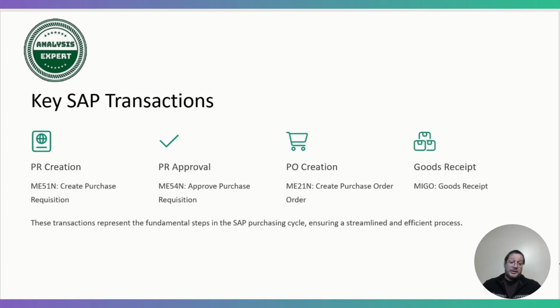Then comes the receipt of goods and services, either through MIGO for goods receipt or ML81N for service entry. Then that service entry is approved through ML85N, which is usually done by a superior. All right, what else?